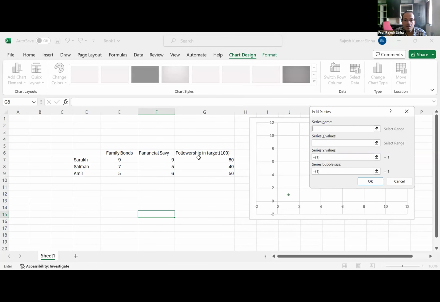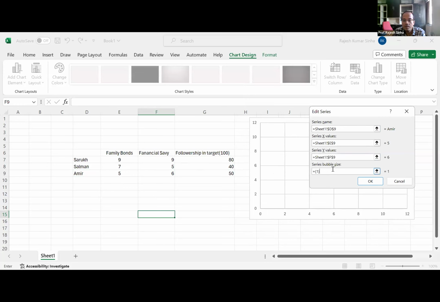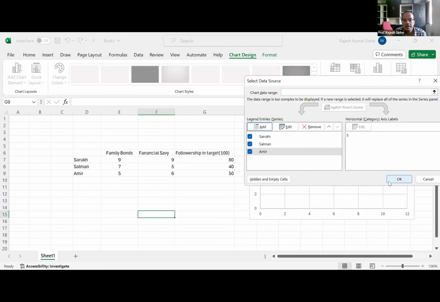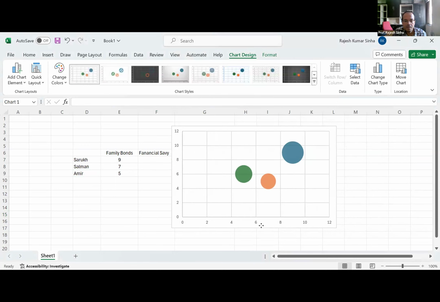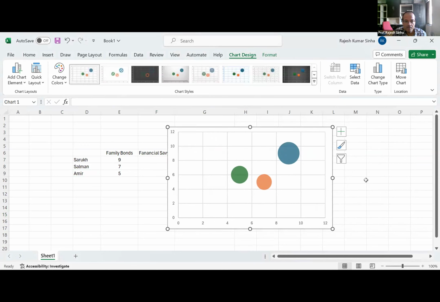Now the third bubble name is Aamir Khan. The x-axis is 5. For the y-axis, first of all, let me remove whatever is entered, which is 6. And the series bubble size, I am removing it, and this is 50. Okay. Then do nothing, just click OK. So my primary bubble chart is ready. The size of the bubble is based on the kind of target. Now I would like to be more precise.